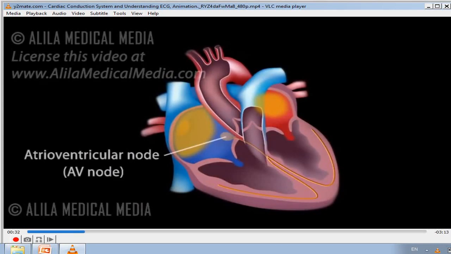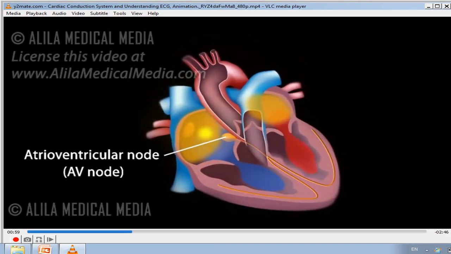The atrioventricular node, or AV node, is located on the other side of the right atrium, near the AV valve. The AV node serves as electrical gateway to the ventricles. It delays the passage of electrical impulses to the ventricles. This delay is to ensure that the atria have ejected all the blood into the ventricles before the ventricles contract.